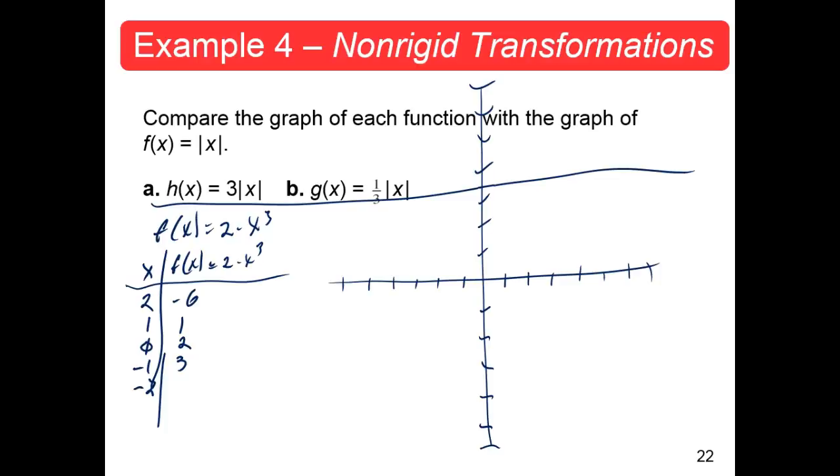Did I hear a negative 8? When you cube a negative 2, you get a negative 8. So then a minus in front of that makes it a plus 8. 2 plus 8 is 10. So that gives you a 10.